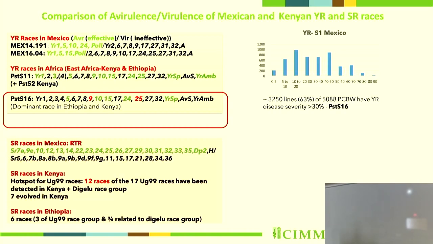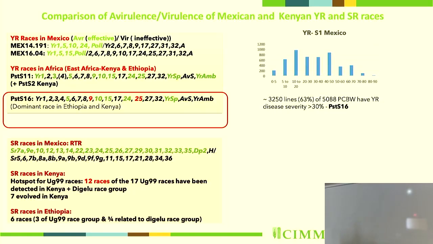And then stem rust races in Mexico, compared to East Africa, we have very, very localized stem rust. You don't see a lot. It's majorly leaf rust, but not a lot of stripe rust. But East Africa, yes, you can see in Kenya, it is a hotspot for UG99. So out of the 17 races that have evolved from the original UG99, 12 were actually detected in Kenya. And then 7 evolved in Kenya through mutation as well.